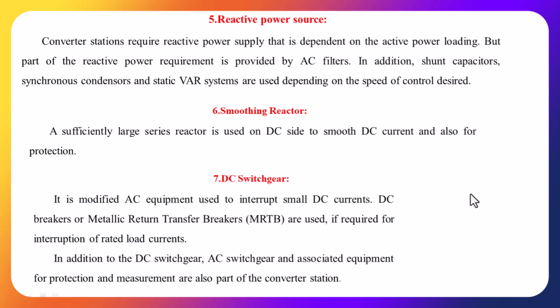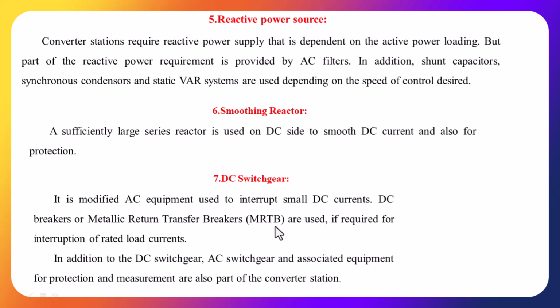And DC switchgear. Whenever we want to interrupt the DC current on the DC side, we have to go for DC switchgears. AC switchgears can be modified and used as DC switchgears, and we can also use the metal return transfer breaker, MRTB. This has also been developed nowadays. We can use these breakers to interrupt the DC current.